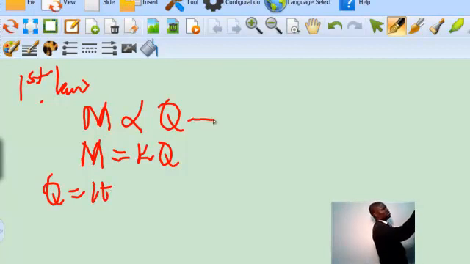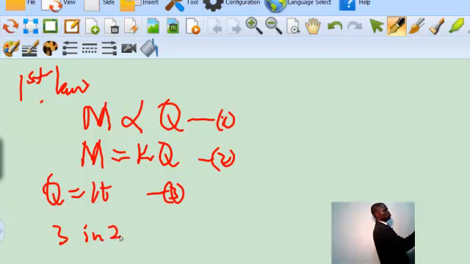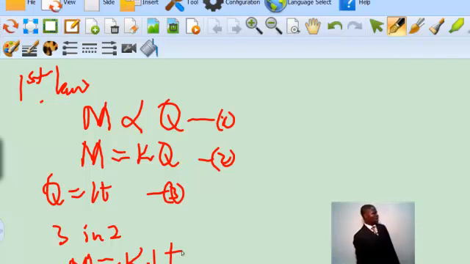Substituting that equation into the one above it, let's say this is equation 1, this is 2, and this is 3. We're substituting 3 in 2. So we now have M equals KIT, where M is the mass of the element liberated or deposited during electrolysis, K is the electrochemical equivalent, I is the current that is passed in amperes, and of course T is the time for the exercise in seconds.